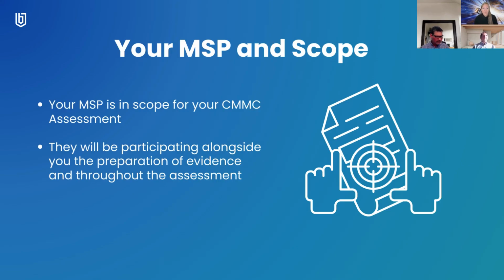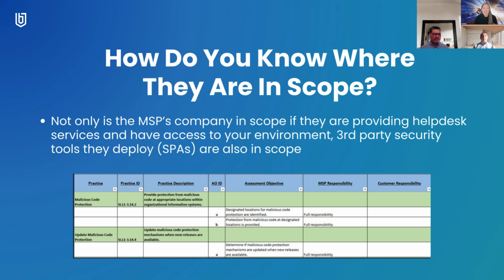So your MSP, if they have access to your environment, then they are going to be part of the scope of your assessment. They are an external services provider. They are providing services in the category of security protection asset. That also means that they're going to be helping you to prepare evidence, and being right beside you throughout the course of that assessment. You need to figure out where they are in scope, because this is an external organization. You have less control. You need that clarity.